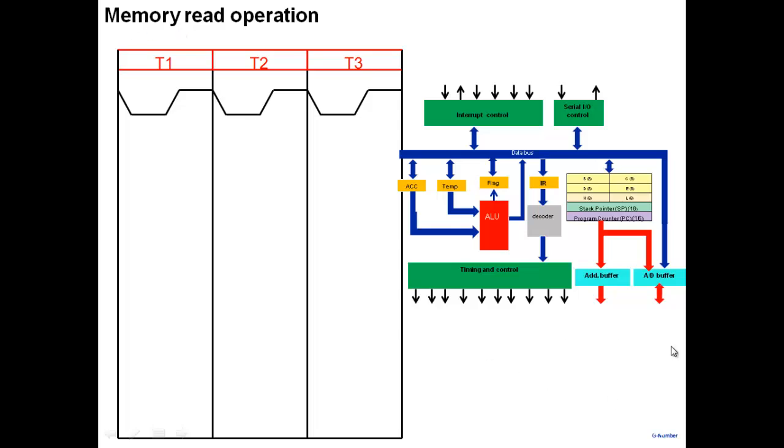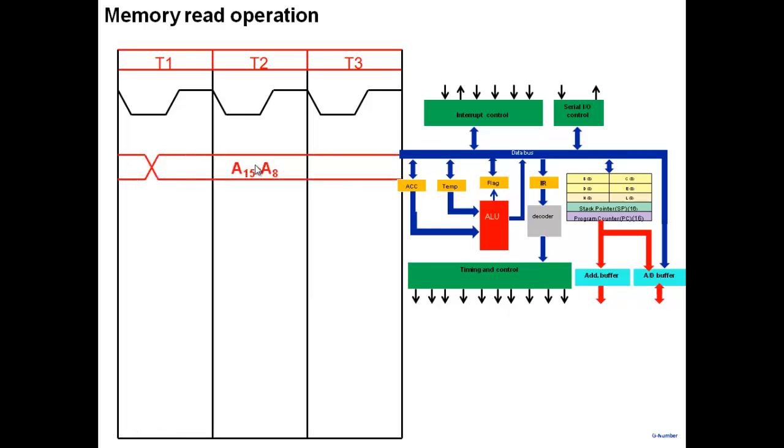So there is a memory somewhere here, which is connected to my microprocessor. Connected in what sense? Connected to the address bus, the data bus, and some of the control signals are also going to the memory. So memory is connected here. So what do I do?